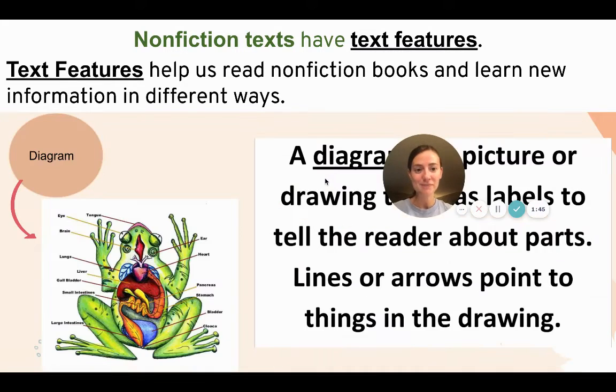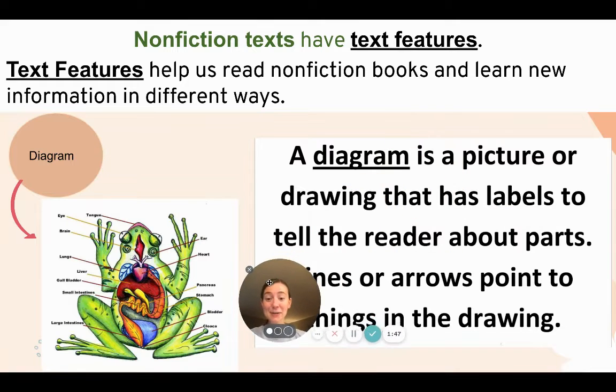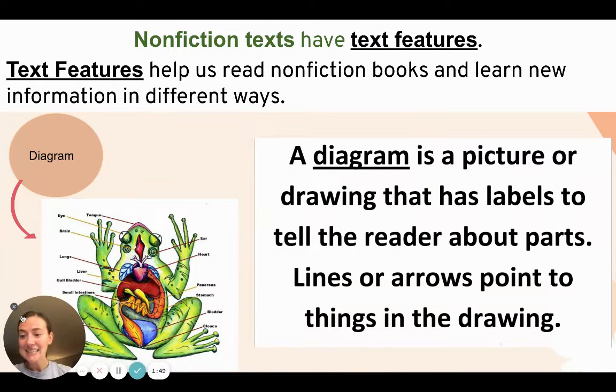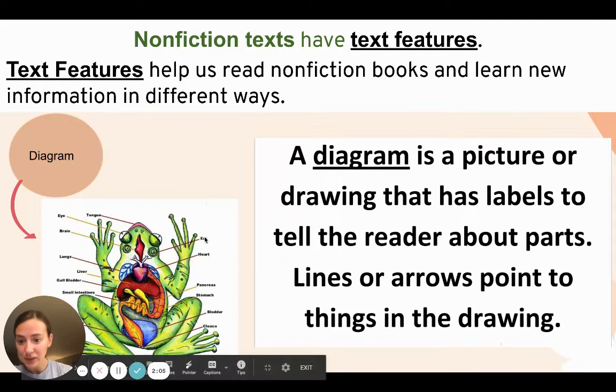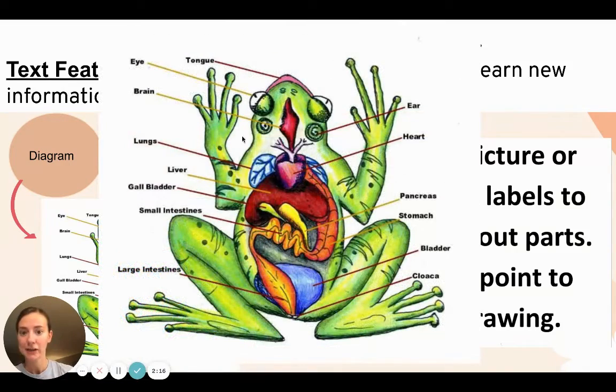Awesome, let's move on. All right, friends, now we're going to look at a diagram. A diagram is a picture or a drawing that has labels, okay? So that's why we're teaching diagrams and labels together. Diagrams have labels in them, they're connected. And these lines and arrows point to a part, and these labels tell the reader about the parts of the picture, okay?